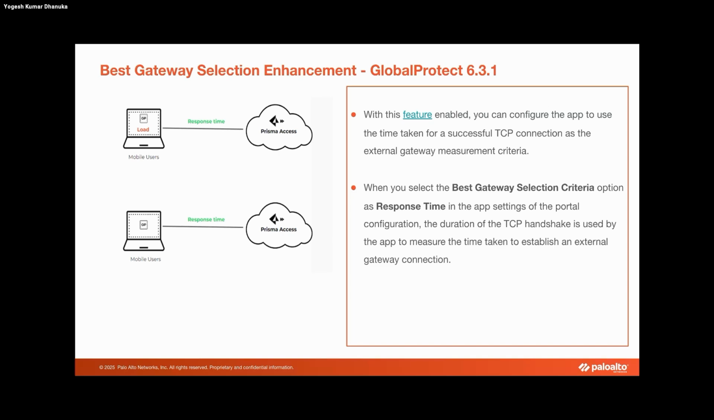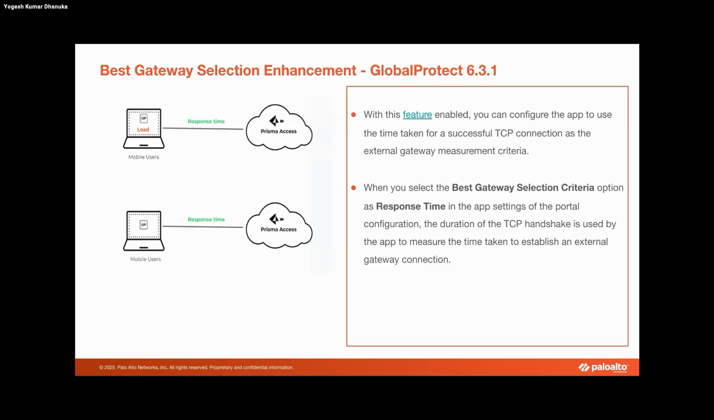So GP will not wait for the SSL handshake. Let's say GP gets a list of 5 gateways. It'll just do a TCP handshake to these 5 gateways, and it will calculate the weight based on the TCP response time, not the SSL response time. So that is slightly faster than SSL, and if the gateway is under heavy load, SSL response time will be impacted, while the TCP response time is not that impacted in general.